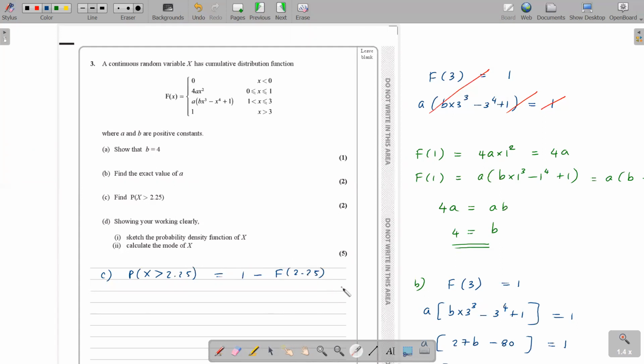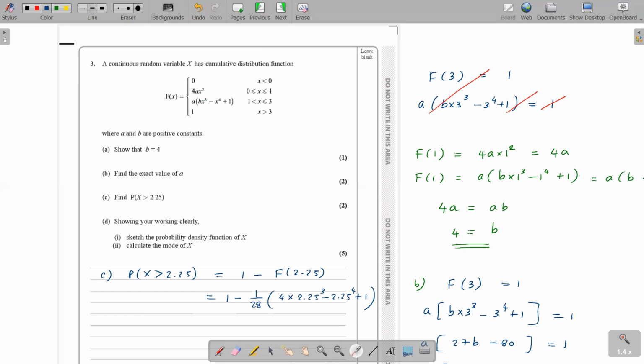So when you use 2.25, which range does 2.25 fall in? 2.25 is between 1 and 3, right? So you have to use capital F of 2.25 for the second range, this one over here. So 1 minus A, which is 1 over 28, B was 4 times x cubed minus x to the power 4 plus 1, with x as 2.25. Can you see what happened here? I replaced A with 1 over 28, B with 4, and x with 2.25.